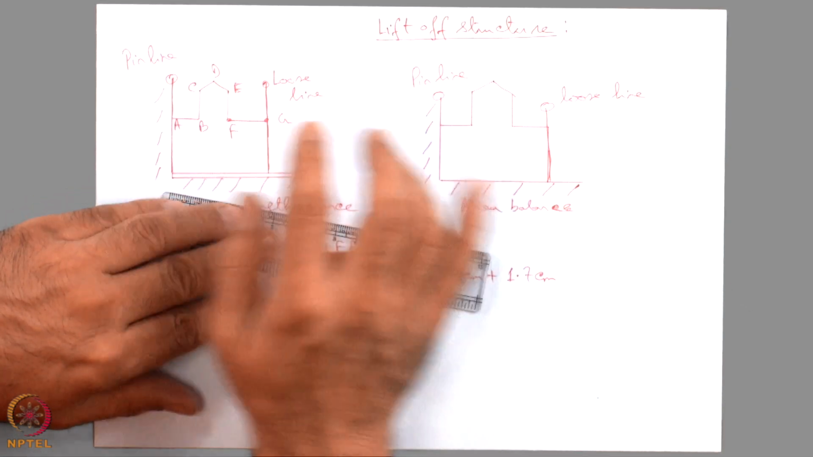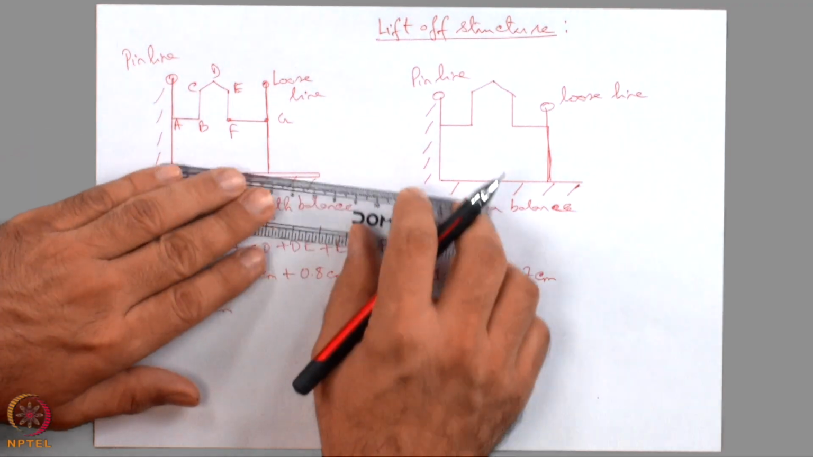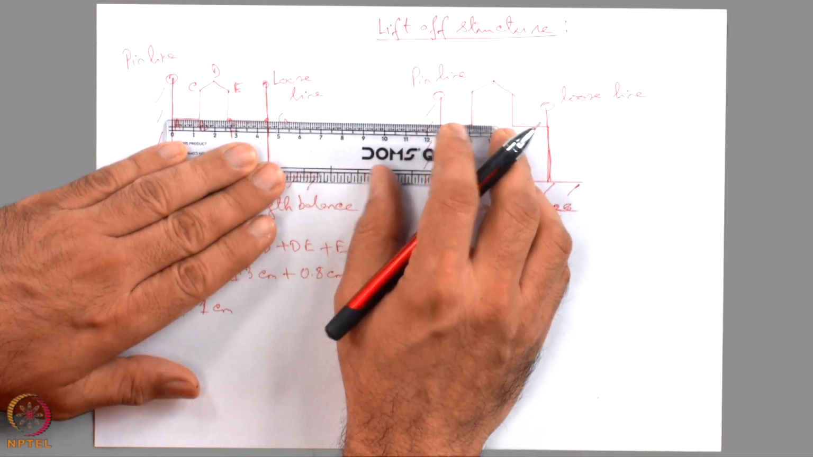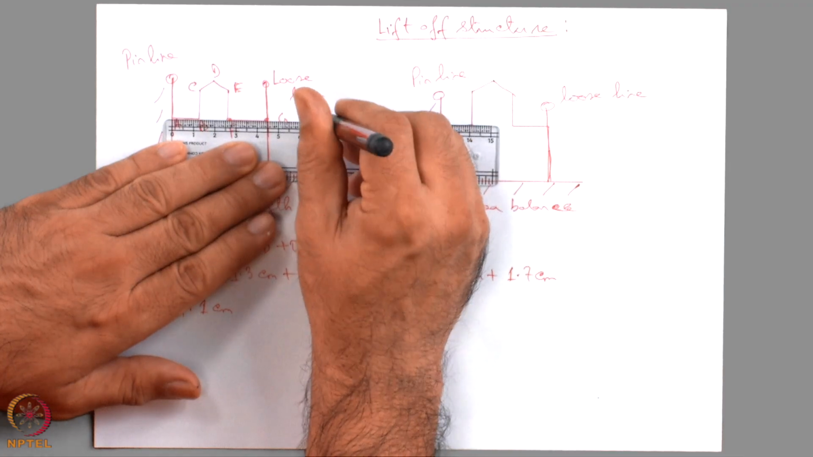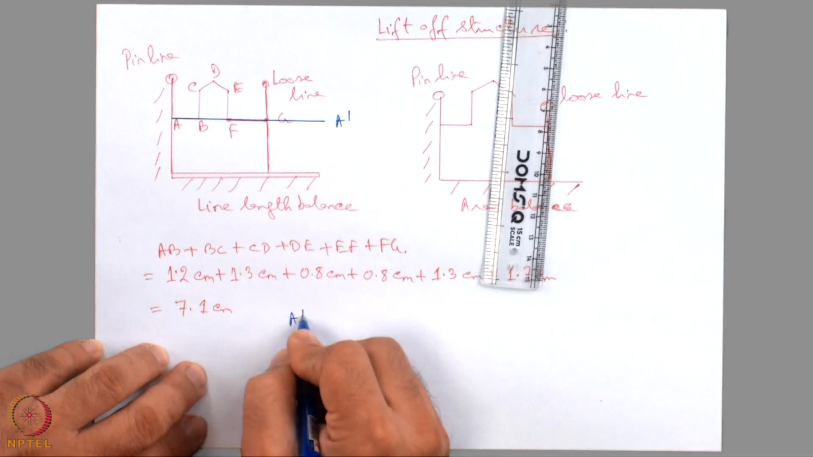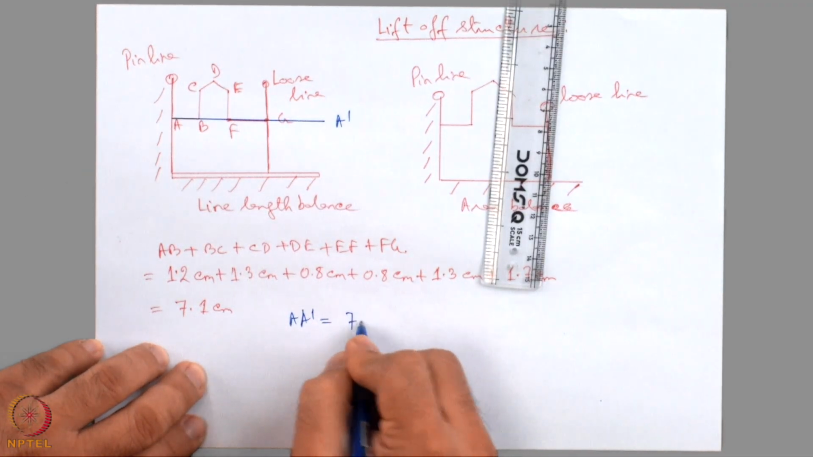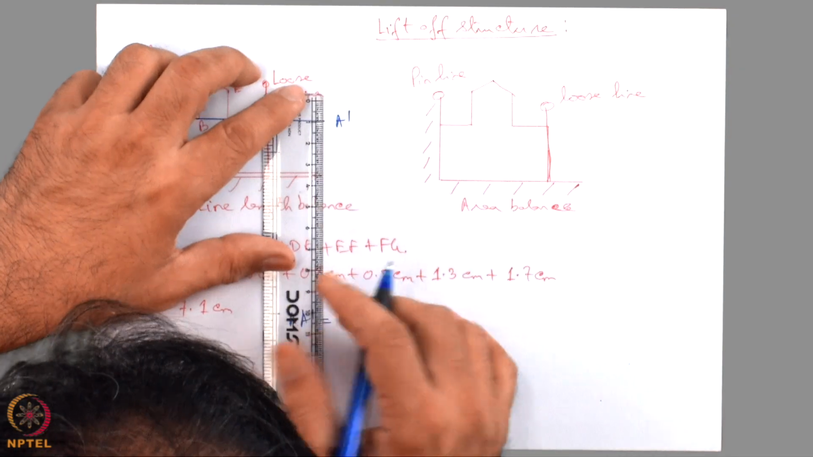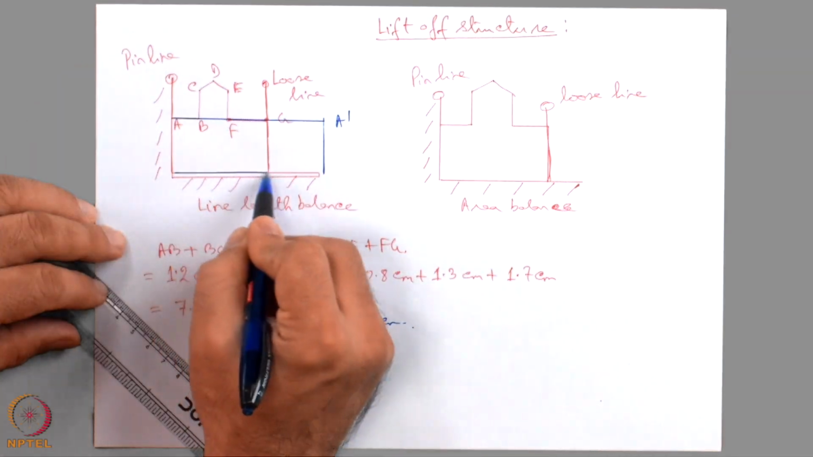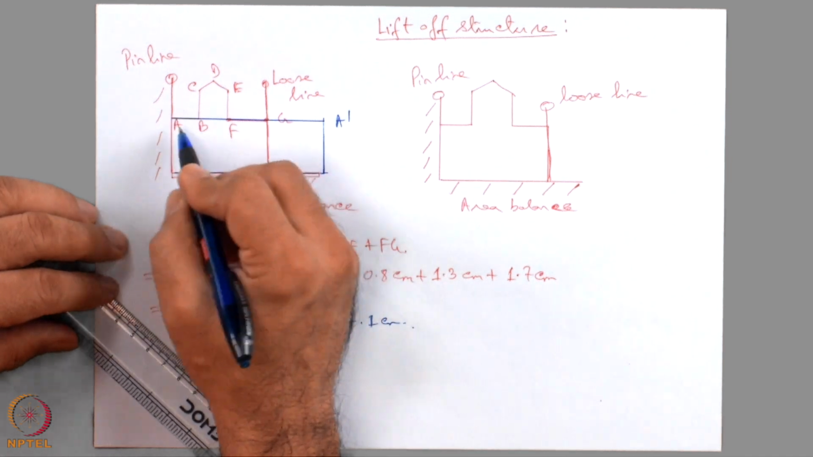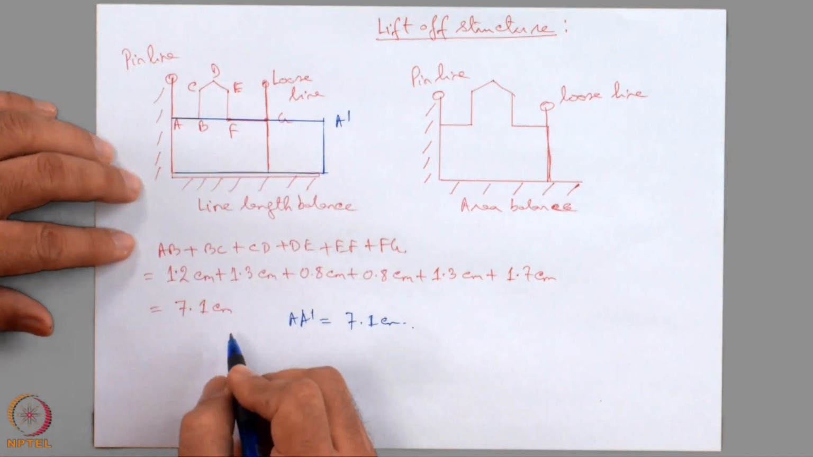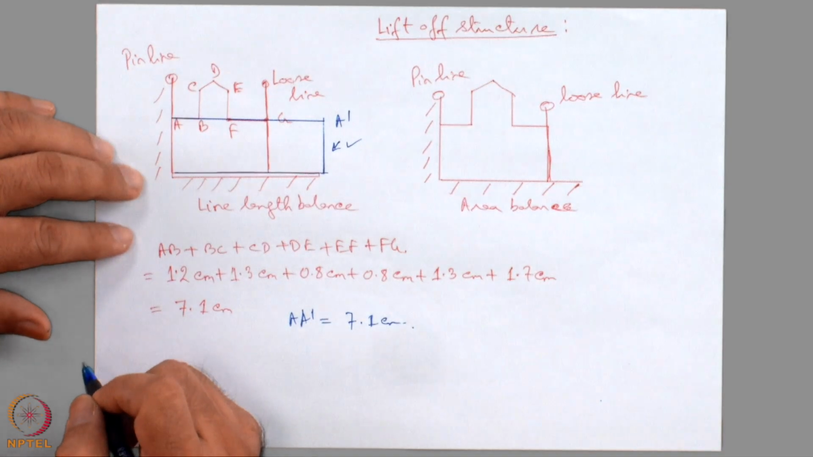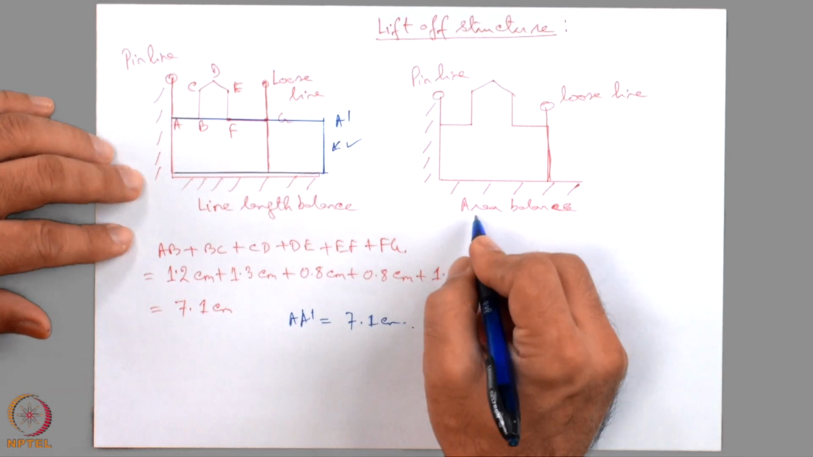Now the loose line is to move, and from A point and on the AG line I will draw 7.1 centimeter. The A dash length is equal to 7.1 centimeter. Next, I will drop a normal from A on the detachment and say that by line length balance method this restoration has been made. Next, I am going to do the same exercise.